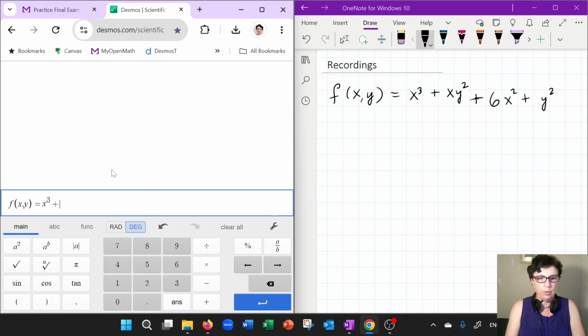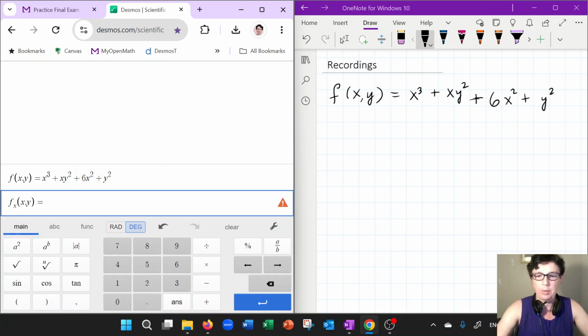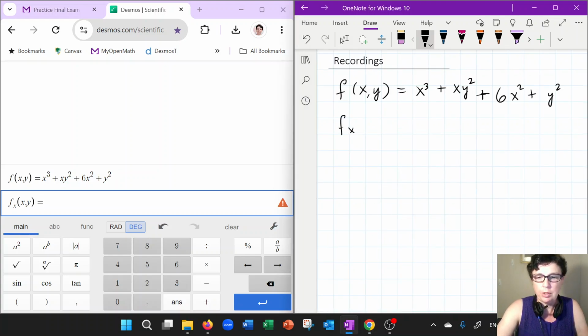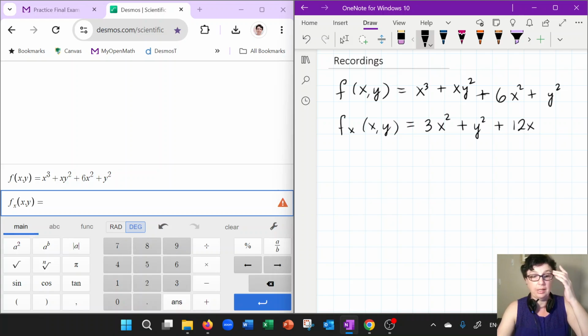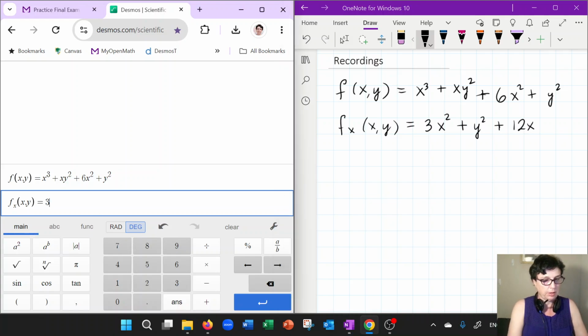So that would be x cubed plus xy squared plus 6x squared plus y squared. So that's the original function. Then I'm going to also insert the first derivative. So what would that be? If you are working on the derivative with respect to x, you're treating y as a number. So x cubed with respect to x becomes 3x squared plus xy squared. So think of y squared as a number, that's y squared. And then plus 12x. Now y squared will go to 0, so that's not going to be there. So I am going to insert that here.